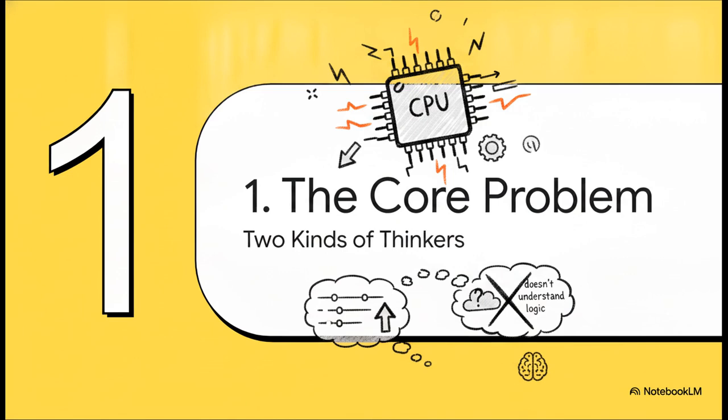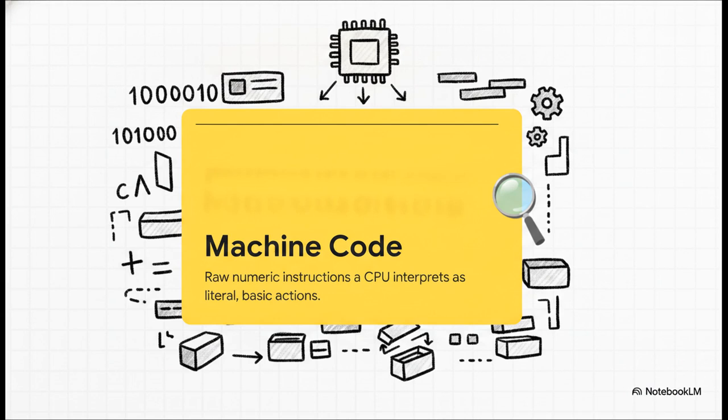Section 1. The core problem. Two very different thinkers. To understand programming, we really have to start at absolute zero, the CPU. Let's bust the jargon right here. Your processor doesn't understand English, it doesn't know math notation, and it definitely doesn't understand logic. Its entire vocabulary is incredibly literal. It just takes a number from one tiny storage slot, adds it to another, or maybe flips a bit. That's it. That raw numeric instruction set is machine code. It's the only thing the hardware actually executes, and it is completely devoid of any abstract thought.